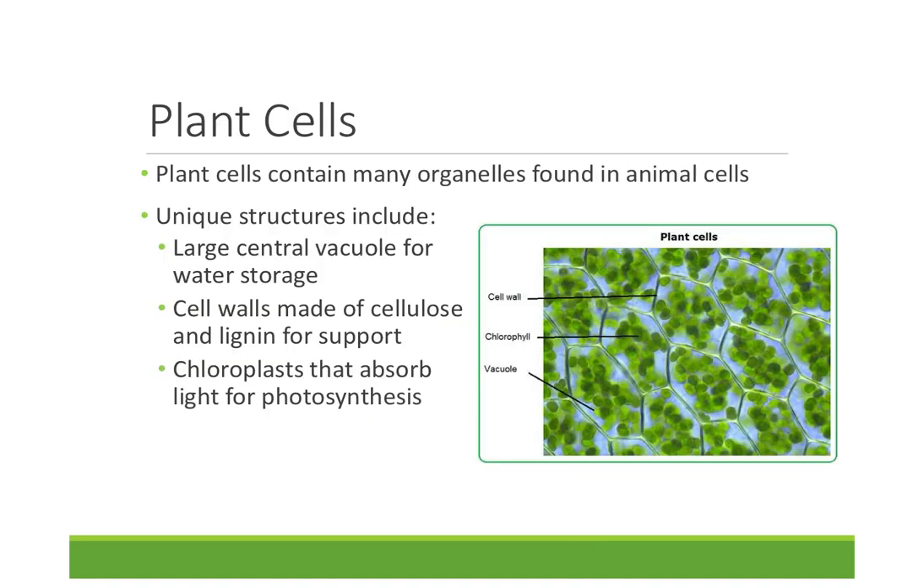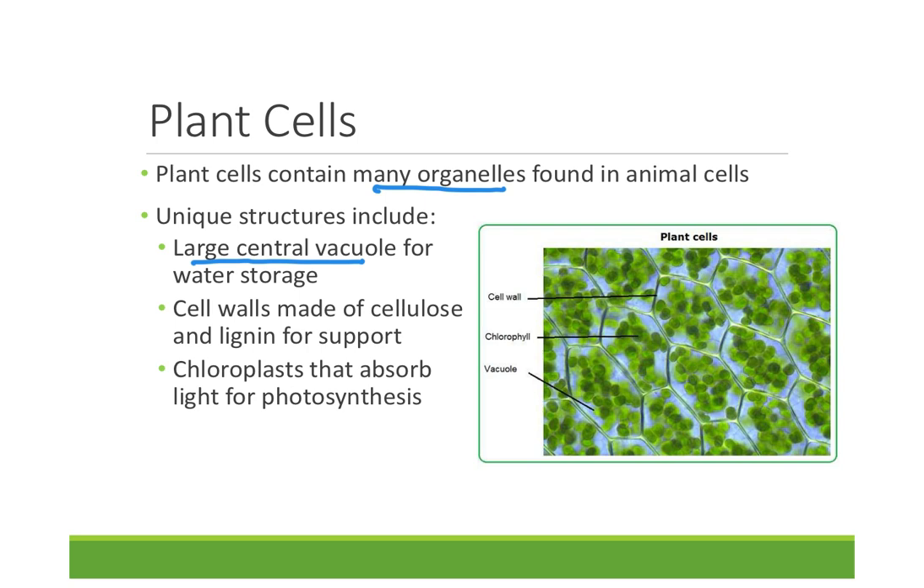Plant cells are very similar to animal cells. They contain many of the same organelles: mitochondria, nucleus, the Golgi apparatus, endoplasmic reticulum. But there are some unique structures that are found only in plant cells. Plant cells have a large central vacuole where water is stored and then, of course, drawn from during the day if the plant needs the water.